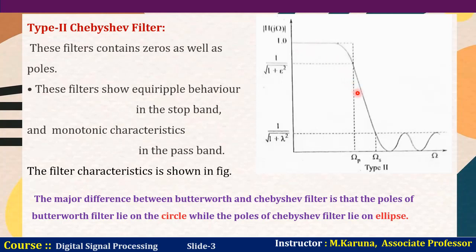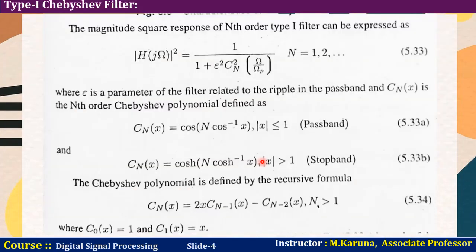The major difference between Butterworth and Chebyshev filter is that the poles of Butterworth filter lie on the circle while the poles of Chebyshev filter lie on the ellipse. So that's why the magnitude response of Chebyshev filter is different from the magnitude response of Butterworth filter.